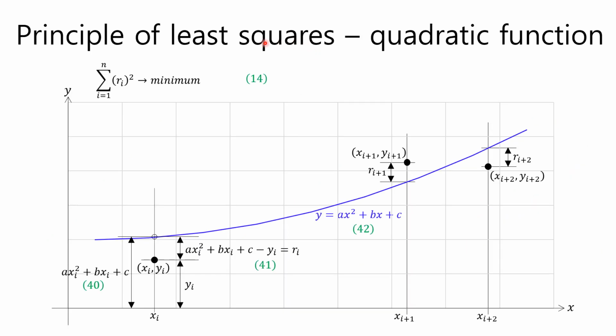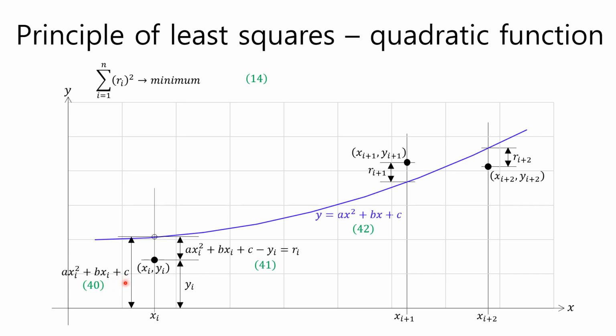If the system function is a quadratic function, let's learn the principle of least squares regression. Let's say the system function is the quadratic function represented by the blue line in equation 42, y equals ax squared plus bx plus c. Let's analyze xi and yi among several measurement data. Because the measured data contains errors, it does not conform to the system function line and deviates from it. When a vertical line is drawn at xi, the y-coordinate value of the system function curve is as shown in equation 40, axi squared plus bxi plus c.